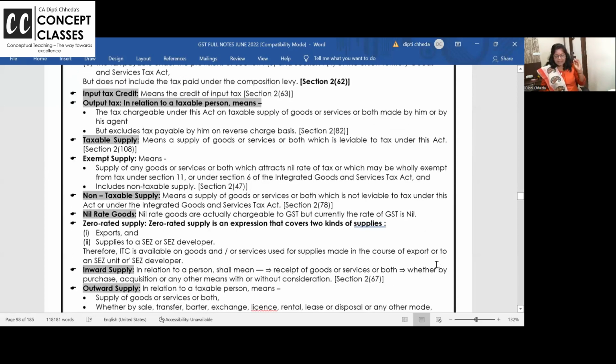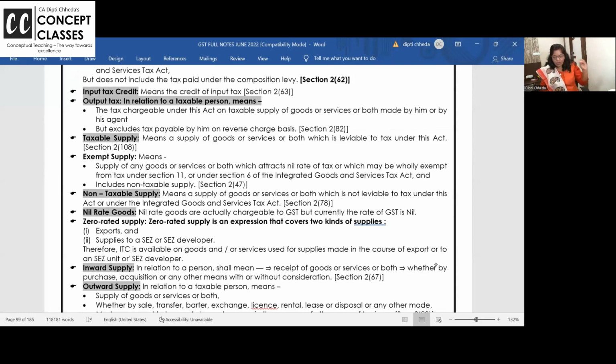Exempted supply is supply on which tax is not levied at all. Nil rate or which is wholly exempt under section 11. Section 11 I have not taught you, it's like chapter 4. Up to this is exempt, they have given some limits. So if it is exempt, or nil rate. Nil rate is taxable, but right now the rate is nil. Or non-taxable supply. Supply which is not at all taxable.